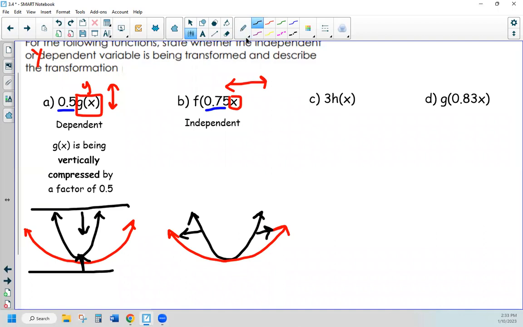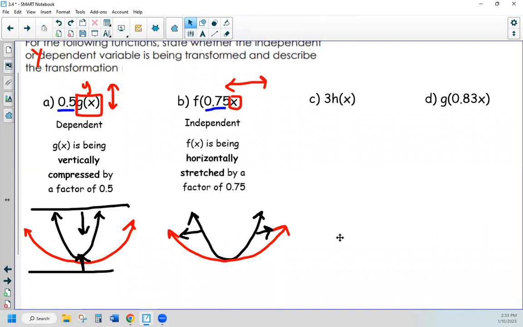All right, so what happened here was a stretch, a horizontal stretch. By how much? Well, by that number that's right there. That's easy as that. The parent function f of x is being horizontally stretched by a factor of 0.75. All right, if you did not try B on your own, again, I encourage you guys to try C and D on your own. Pause it right now and do it. You got this.